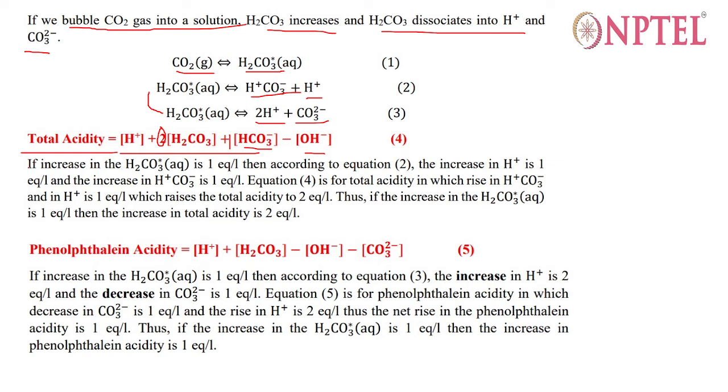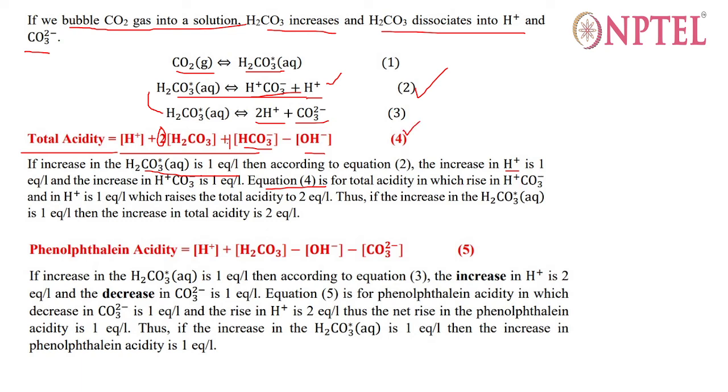And then what we have to do: if we increase this H2CO3 by one equivalent per liter, then according to our equation number 2, one H plus equivalent will increase, right? For H2CO3 here, as per this equation, I will get one H plus. So if I increase one equivalent per liter, I will get one equivalent per liter of H plus ion increment, right?